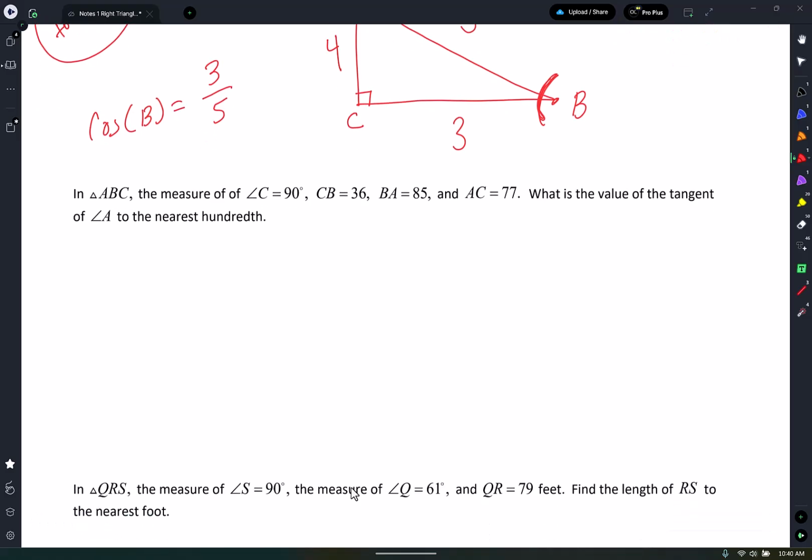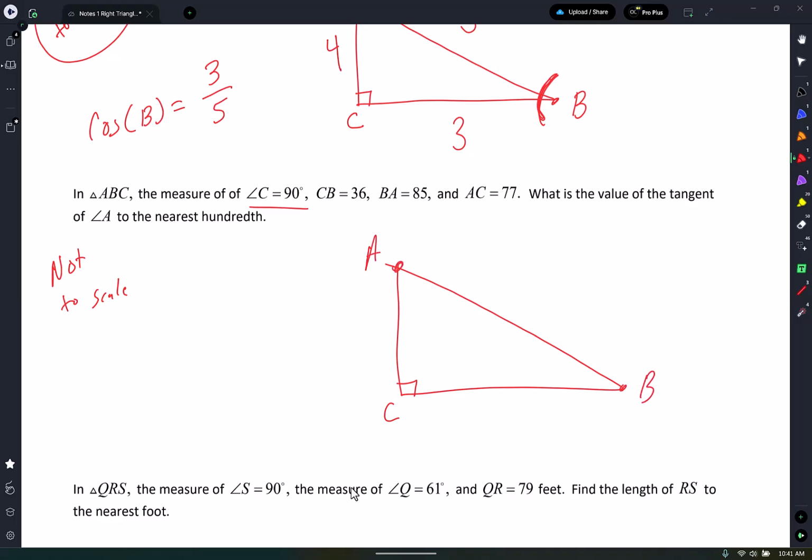Same thing, guys. They told me the measure of angle C, so I'm going to write not to scale. Here's my right triangle. Here's my right angle. They told me angle C is 90 degrees. They told me that CB is 36, so I'm going to write A up here, B down here. So let's see, CB is 36, BA is 85, AC is 77. I haven't done anything. What is the value of the tangent of angle A to the nearest hundredths?